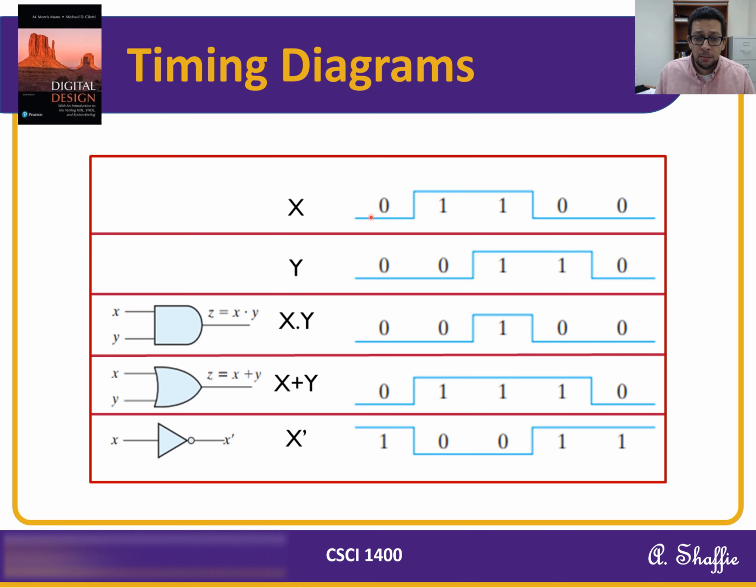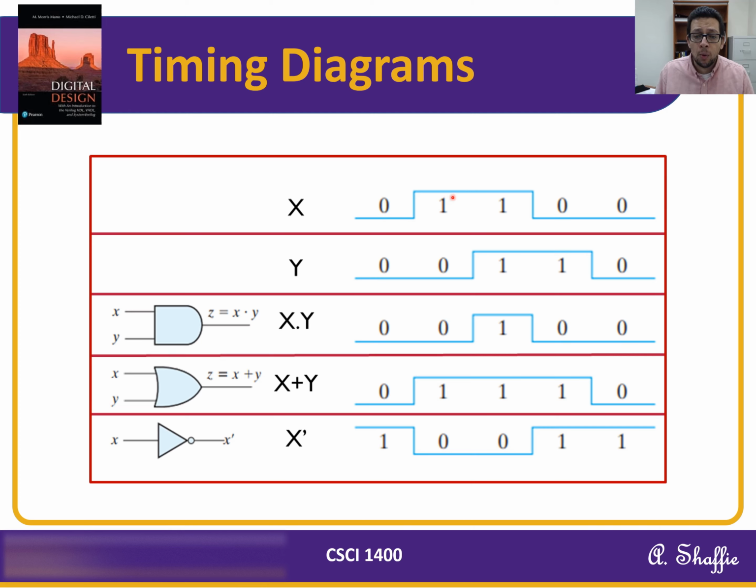At this time, the value of x equals 0, the value of y equals 0, so x and y will be 0. And x or y should also be 0. The inverter here, the input is x, so I will invert the value of x. Since the value of x at this time is 0, I will make it 1. The value will remain stable until this time. At this edge, I will start to change the input. Instead of x being 0, I will make it 1.